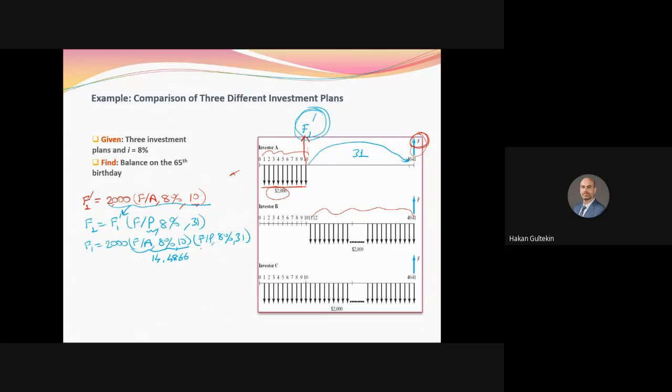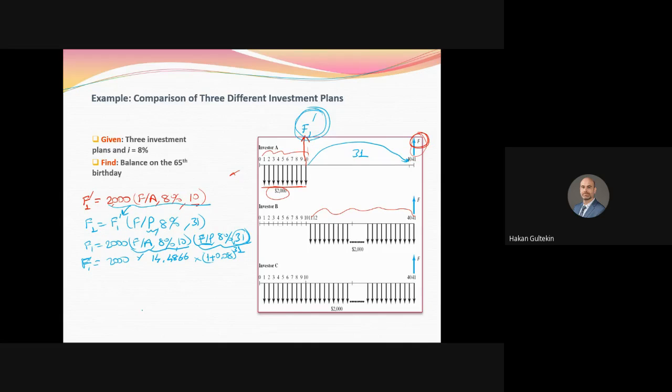14.4866. Now, on the same table, go to 31, but this 31 does not exist in the table. What you can do, either you can look at this Excel file, or you can use the formula, which is (1 plus 0.08) to the power 31, because this is just F given P. Okay, multiply this by 2000. And this will give you this F1, and not prime, but F1. This is the first one.